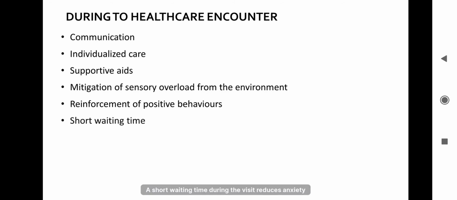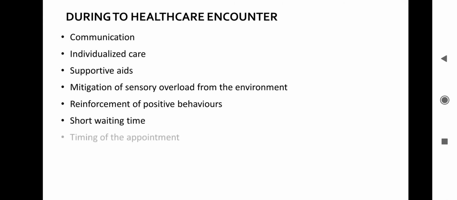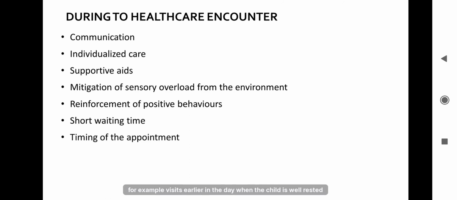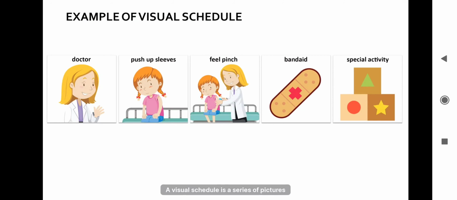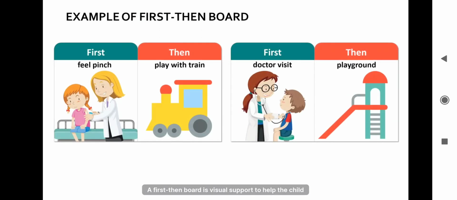A short waiting time during the visit reduces anxiety and negative behaviors during the visit. Also, appropriate timing of the visit, for example, visits earlier in the day when the child is well rested, and avoiding nap times may improve compliance. A visual schedule is a series of pictures that represent the sequence of activities for the child. This breaks down the task into a series of small manageable steps. It uses the child's visual strengths to help the child understand what is expected and reduces anxiety. A first-then board is a visual support to help the child understand the order of activities expected.